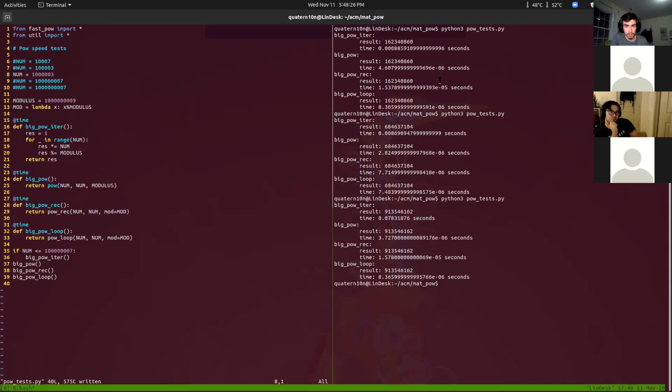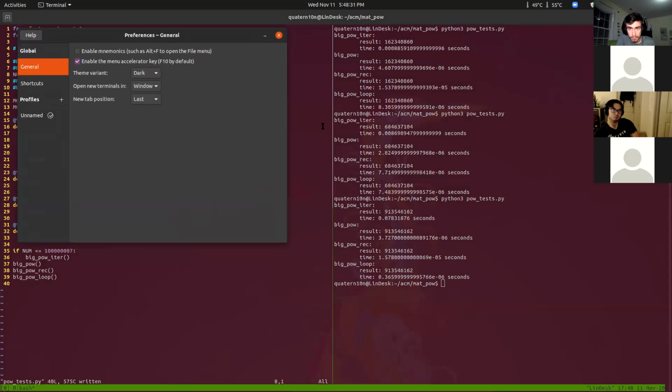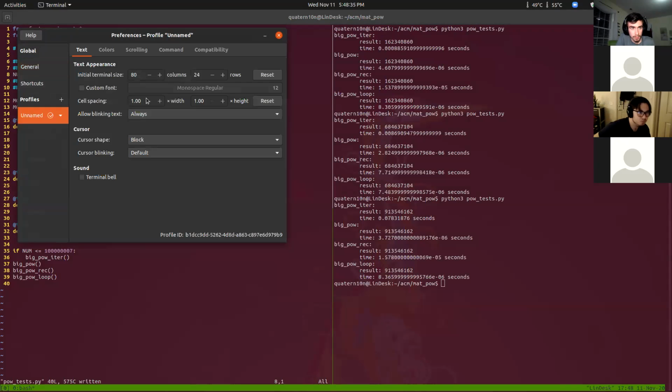Is this big enough for people? Let me see. I should be able to increase the size here a little bit. Just hitting Control+ usually works too.